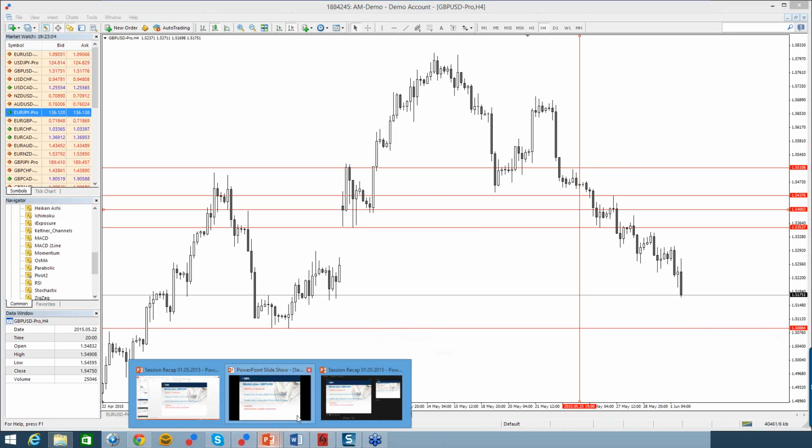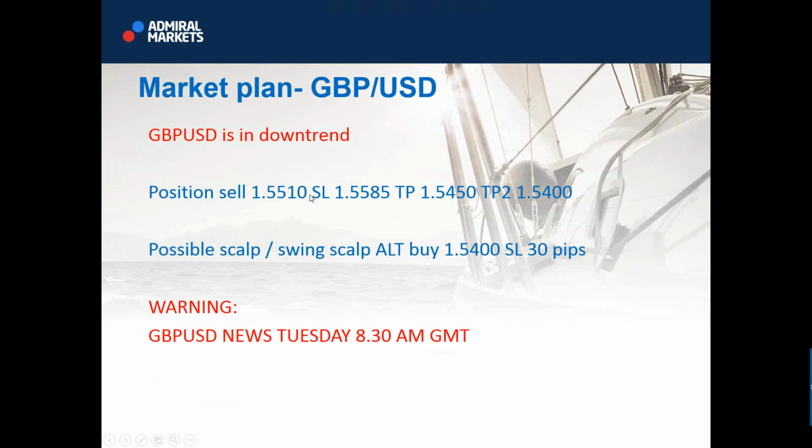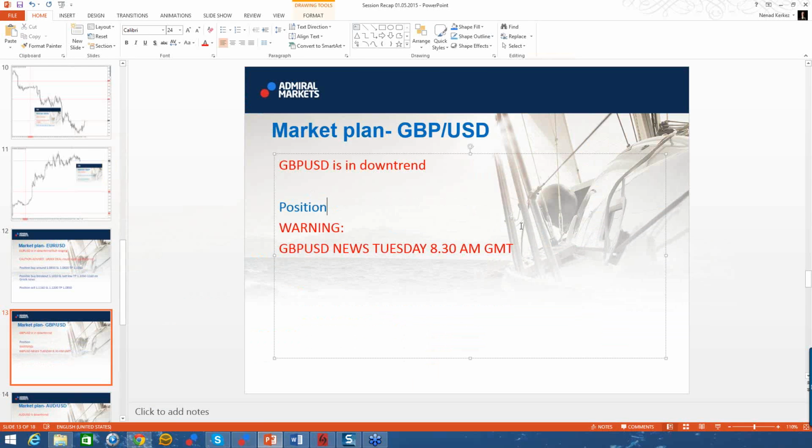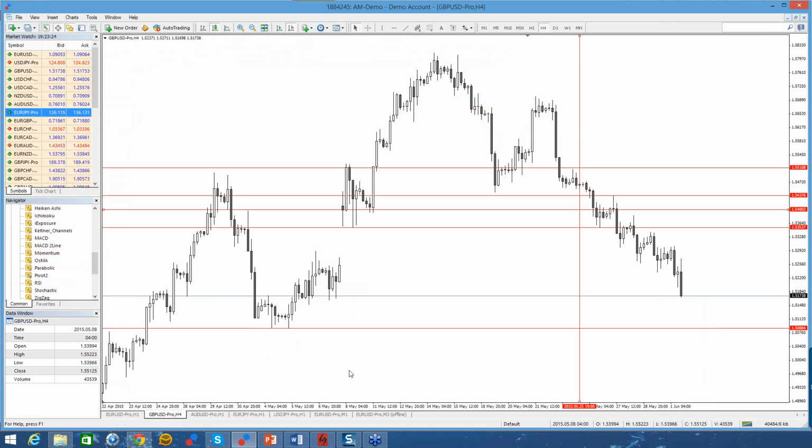So possibly I will redo this chart. It's in a downtrend, but we can see an alternative buy: 150.90, stop loss 150.60. And this is easily seen on the chart. This is a double bottom here. So if the price gets here, it would be good if it happens before tomorrow's news, so you can scalp a little bit and protect your profits.